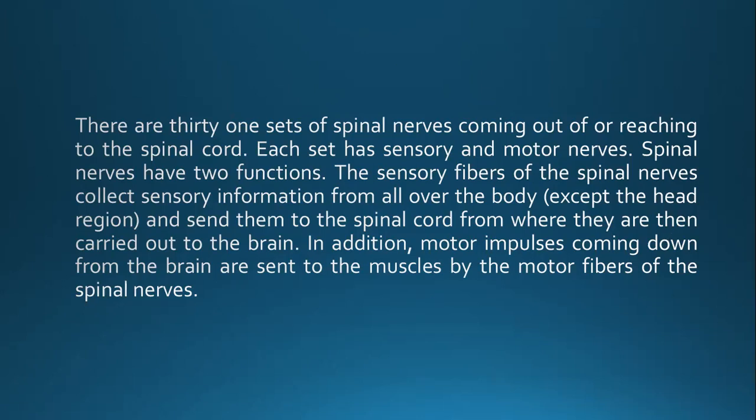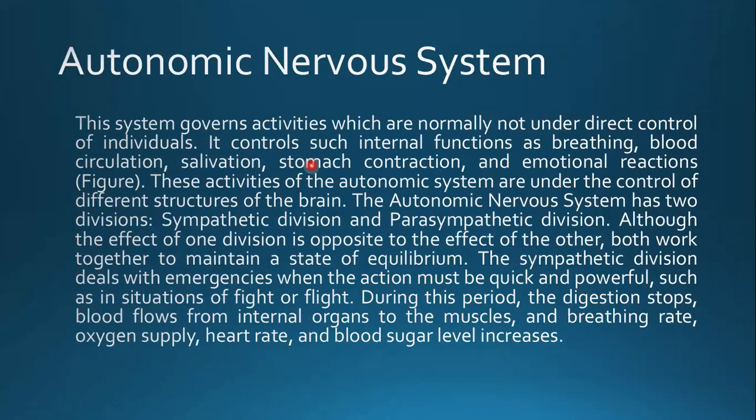Okay, let us move on. As we discussed, the peripheral nervous system, and in that the somatic nervous system, is discussed now. We will see the autonomic nervous system. This system governs activities which are normally not under direct control of the individual. Here you can understand these as internal functions, for example, breathing, heart pumping, lungs functioning, digestion, sweating, and kidney functioning, that is filtering blood. All these functions are under the autonomic nervous system.